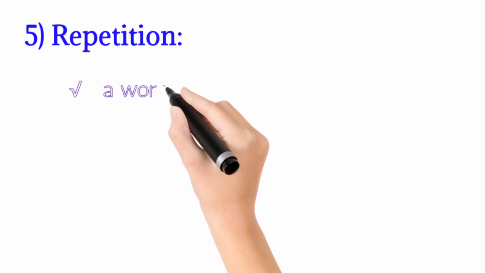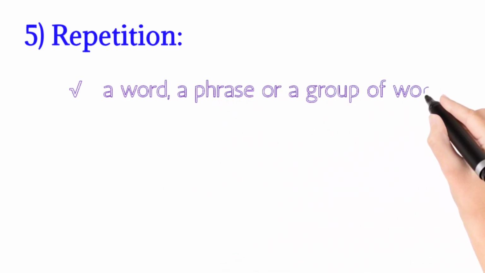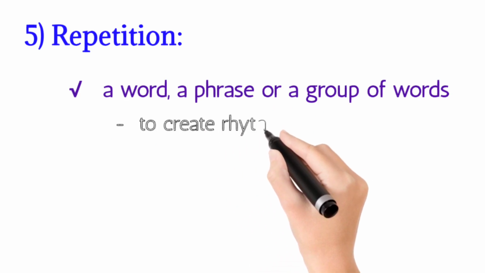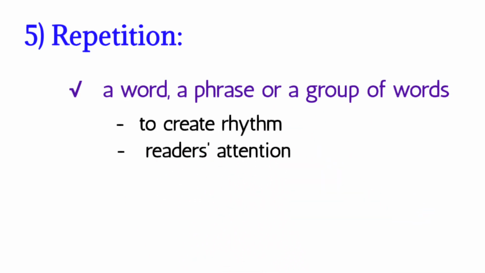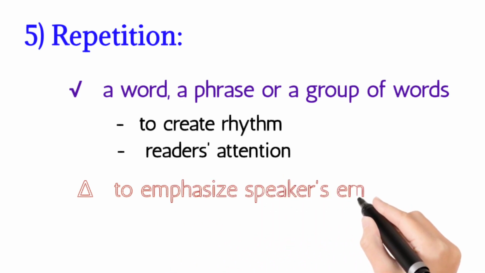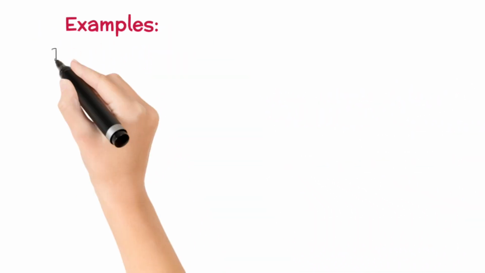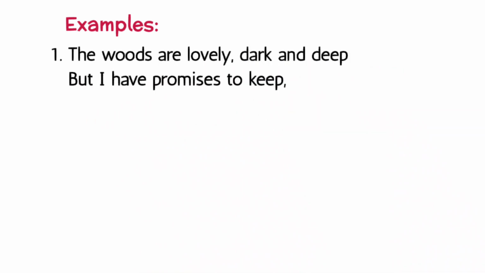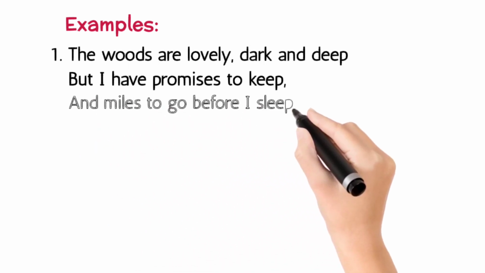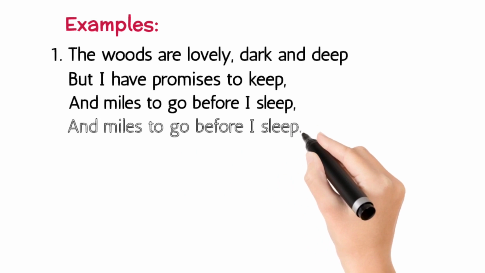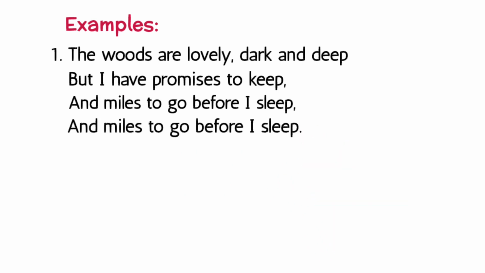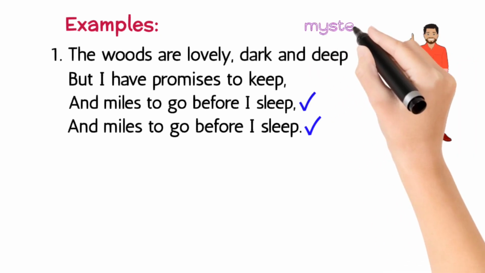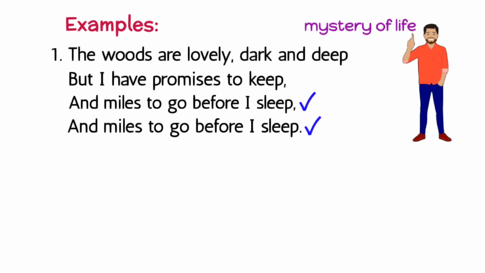A repetition is a figure of speech wherein a word, a phrase, or a group of words is repeated to create rhythm and bring readers' attention to an idea or to emphasize the speaker's emotions. Example: the woods are lovely, dark and deep, but I have promises to keep, and miles to go before I sleep, and miles to go before I sleep. Here in this stanza, the line "and miles to go before I sleep" is repeated to give effect to reveal the mystery of life. Let's see another example.